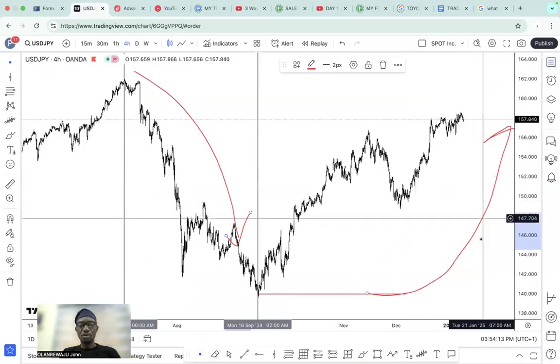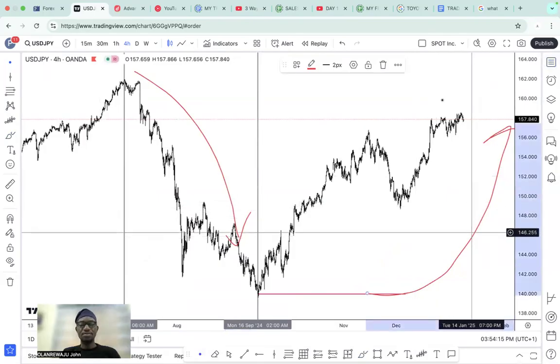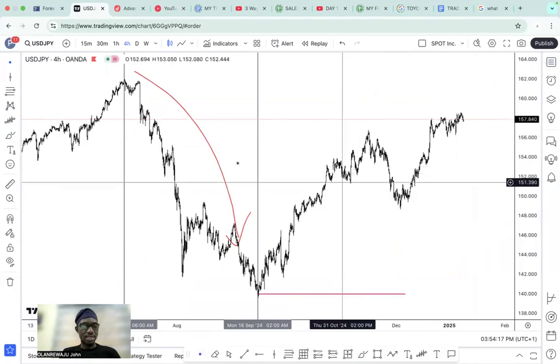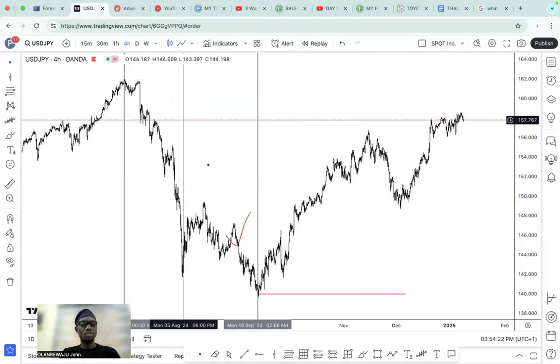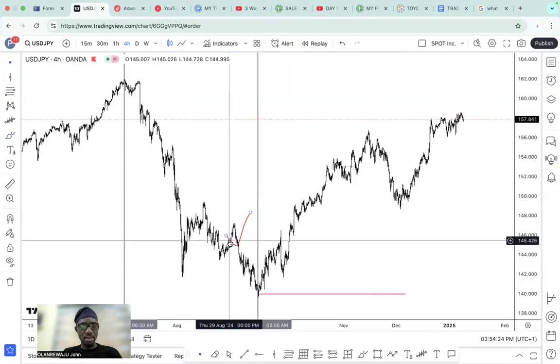So over a period of time, USD JPY has been moving to the upside, and over a period of time, we also saw that there was a time it was moving to the downside. The next thing we have to understand is that since it is not moving to the upside in a straight line, and it is not coming down in a straight line, how do we then trade the market?